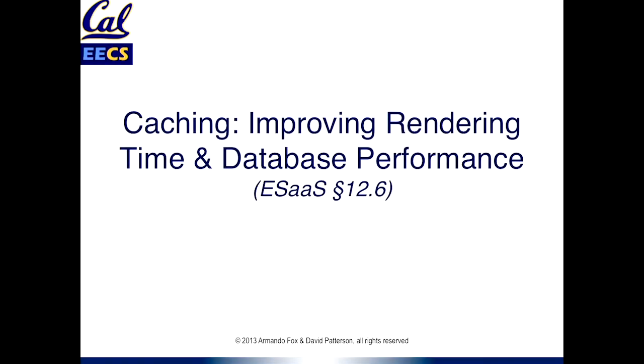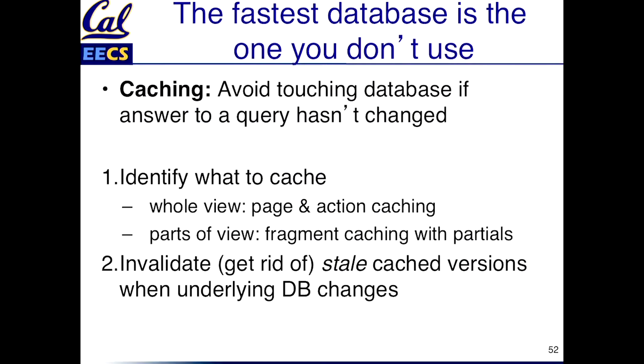OK, last topic for today is caching. The fastest database is the one you don't use. We've said all along that the database is one of the bottlenecks you can't just scale your way out of. So a good way to avoid that problem is don't use the database, which is not as hard as you might think, because a lot of times you'll repeat a query whose answer hasn't changed since the last time you did that query. And in any caching scenario, you sort of have to solve two problems.